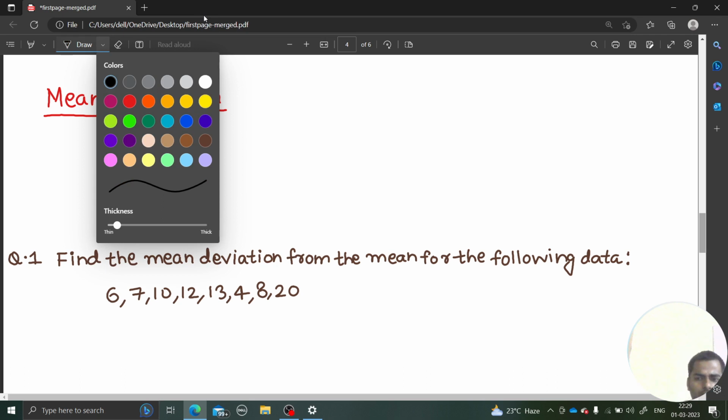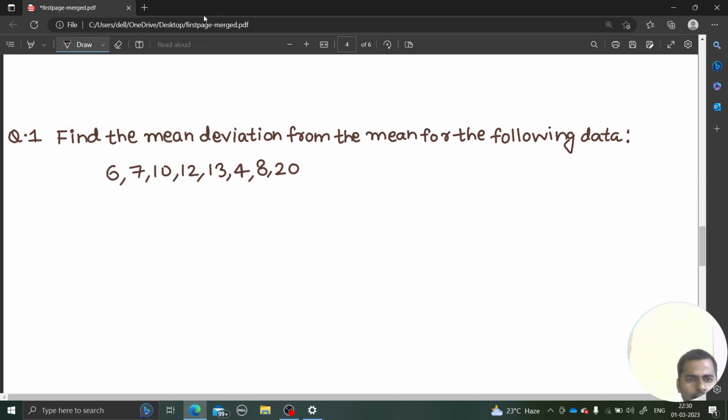So first of all, we'll be looking at ungrouped data. So this is the ungrouped data. We'll have to make a table. So the values of x we will call xi, and corresponding to that, xi will be subtracted from x bar. Now separately let's calculate x bar. X bar is nothing but the mean.